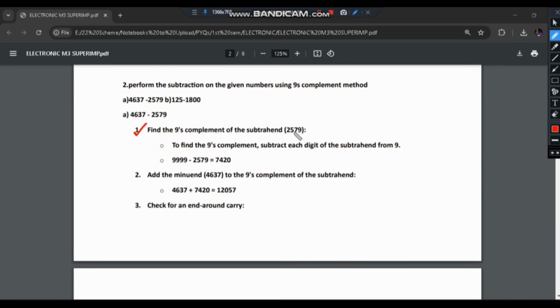Now, if you want to subtract it, first thing we do is find the nines complement of the subtrahend, which is the right number. 2579 is present on the right side, so that is the subtrahend. We have to find the nines complement. How do we find the nines complement? Subtract this number from 9999, we'll get a value here.